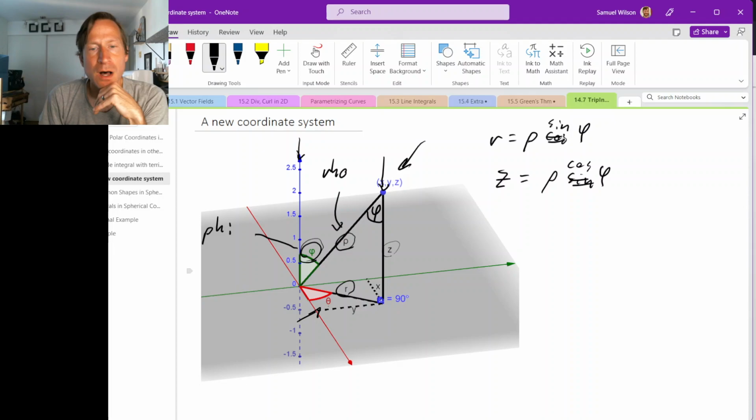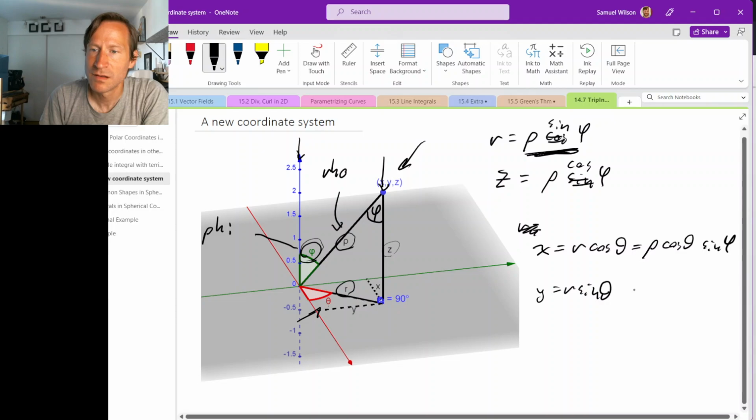x and y, r and theta, that's just Cartesian coordinates and polar coordinates in the xy plane. So x is r cosine theta, and y is r sine theta. But we have r in terms of rho and phi, so we can write x as rho cosine theta sine phi, and we can write y as rho sine theta sine phi.